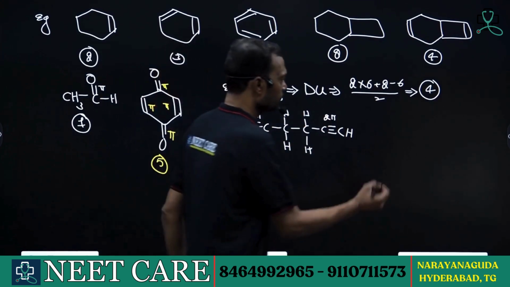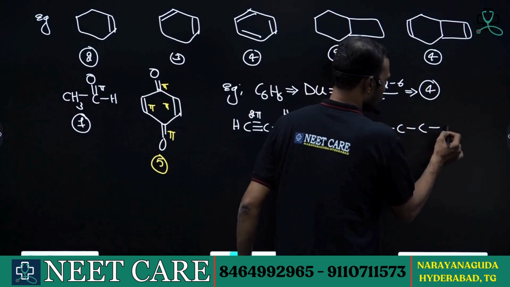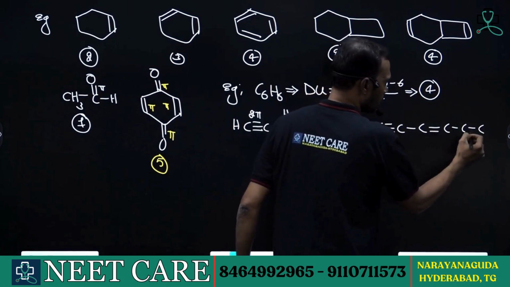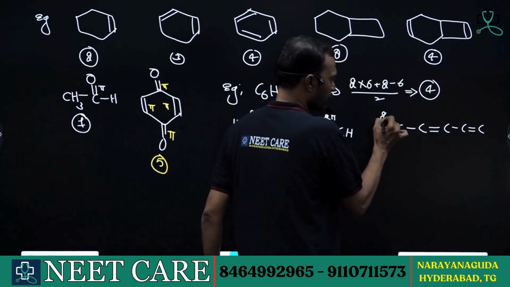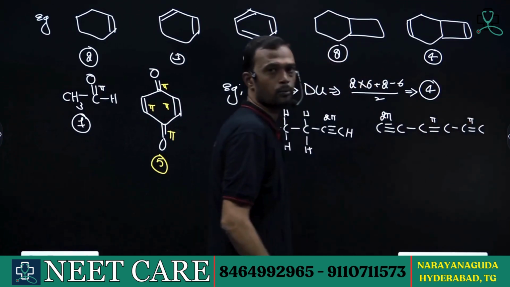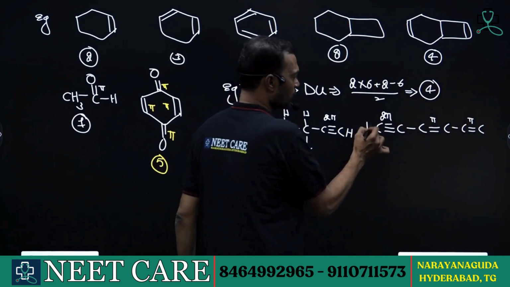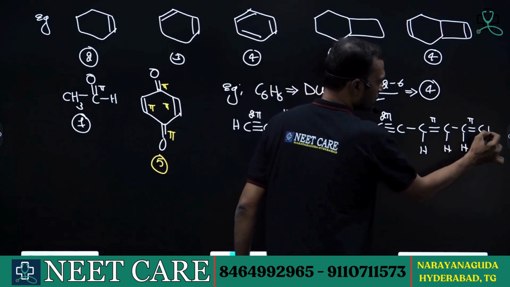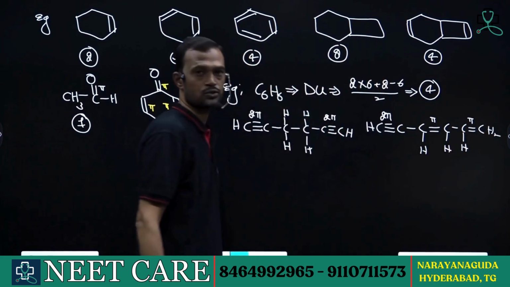You can take even 1, 2, 3, 4, 5, 6. Here I am writing one triple bond, and here I am writing one pi, here one pi. Triple bond means 2 pi, pi bond means 1 pi, and here also 1 pi. Total how many? 4 pi. Now it gets balanced by hydrogens. Here one hydrogen, here one hydrogen, here one hydrogen, here 2 hydrogen. Automatically this formula matches.